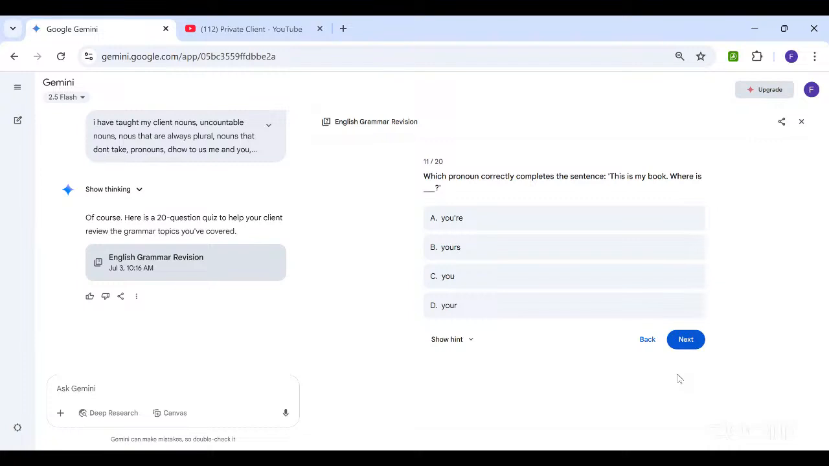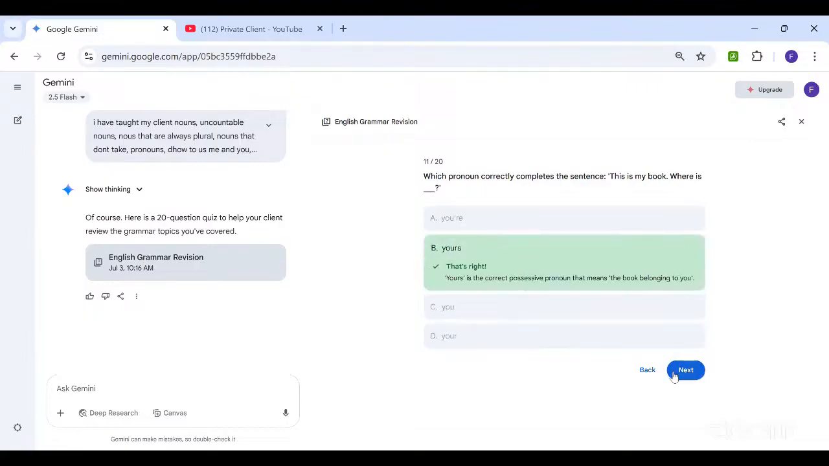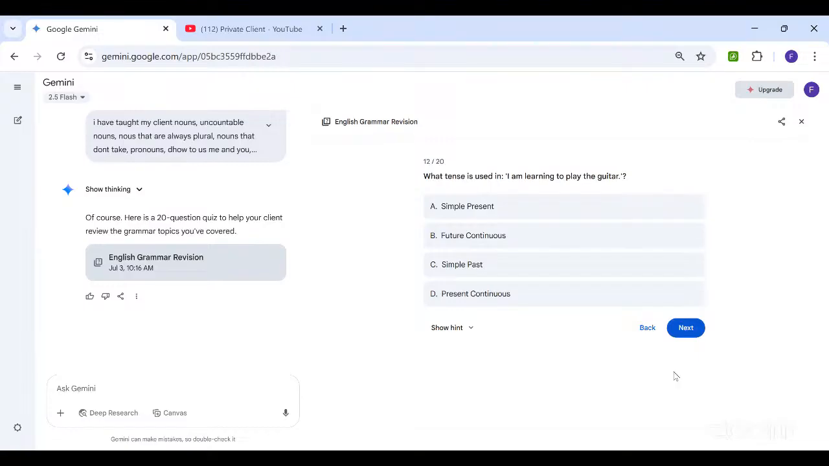Number 11. Which pronoun correctly completes the sentence? This is my book. Where is dash? Where is yours? B. Where is yours? What tense is used in I am learning to play the guitar? Present continuous. Okay.